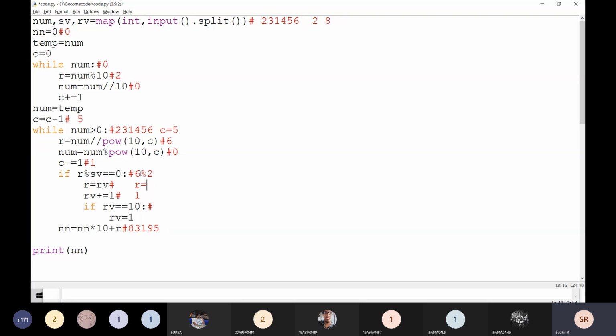Then R value is going to be 1. Why? Because RB value is 1. Then RB becomes 2. Then it is going to add 1 here. And finally, it is going to print the result here. Is it clear, students? Is it clear?